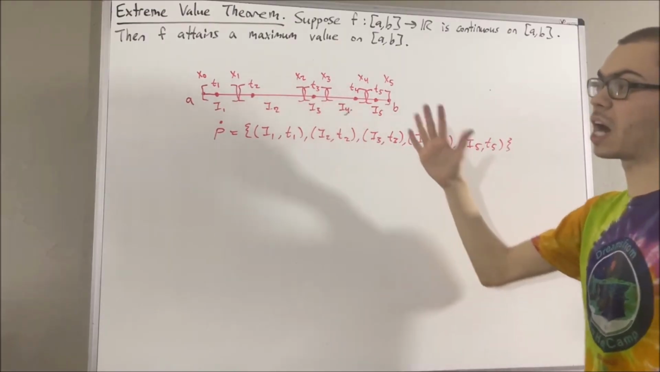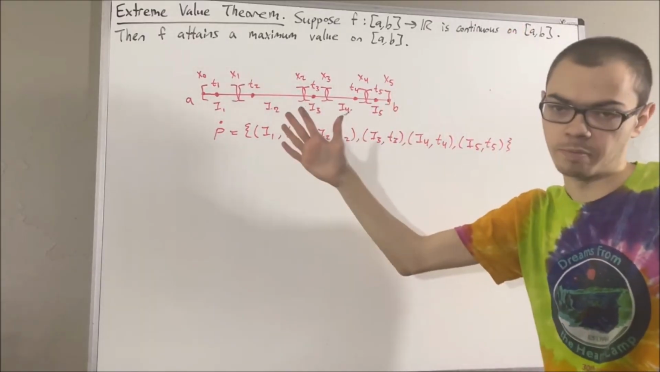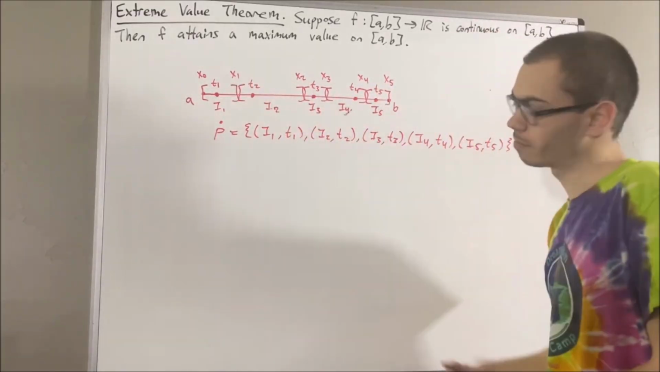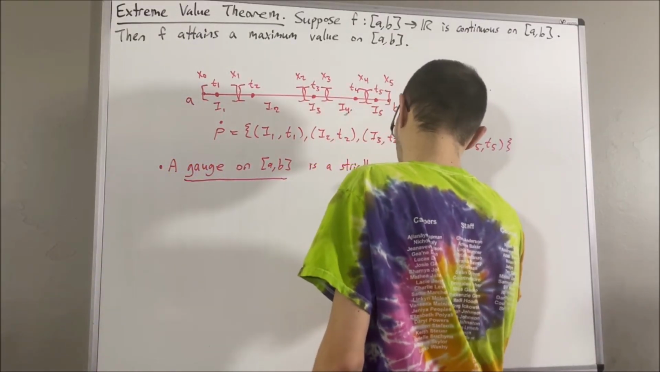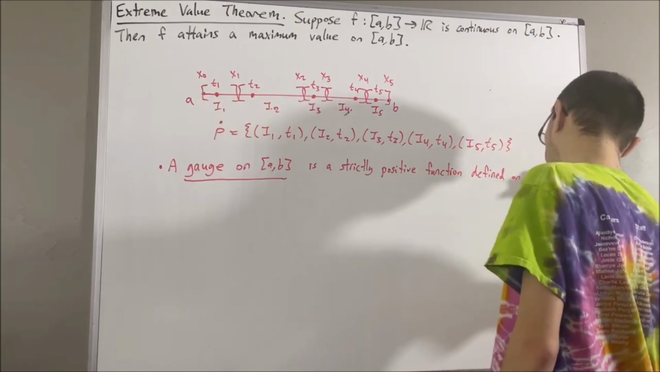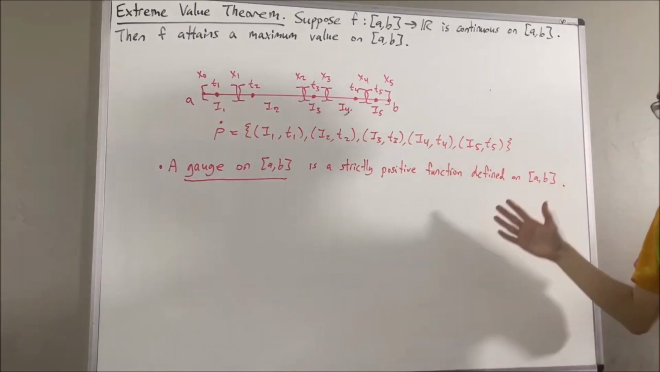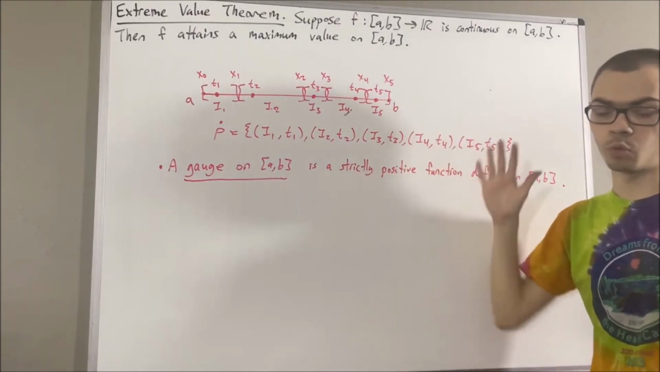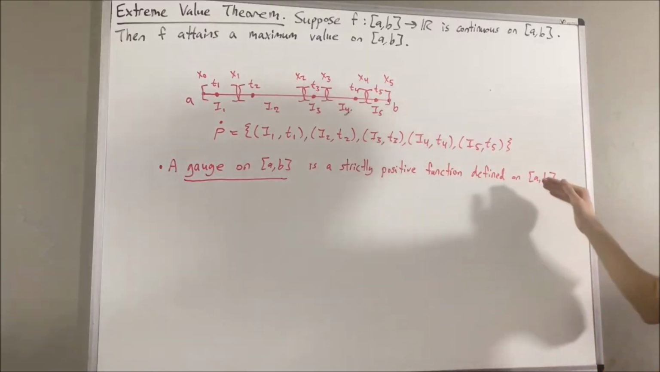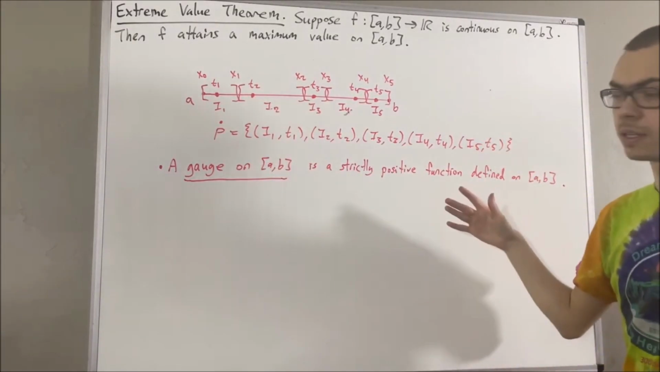So now let's talk about what a gauge is. A gauge on the closed interval [a, b] is a strictly positive function defined on [a, b]. Right, so that's all a gauge is. For example, the function defined by delta(t) = t^2 + 1 for any element t in [a, b] would be an example of a gauge on [a, b].